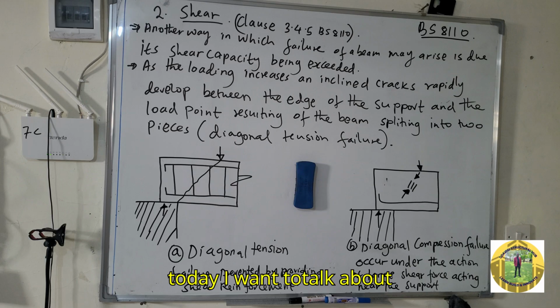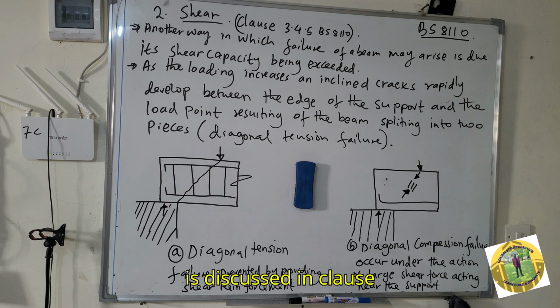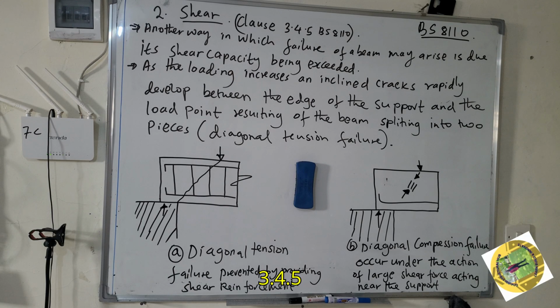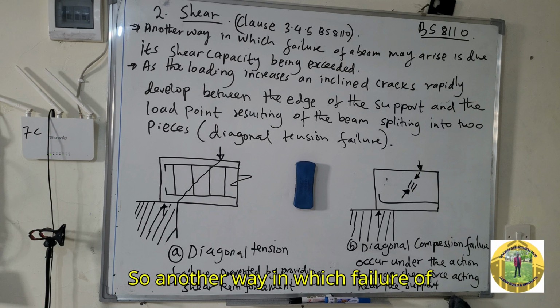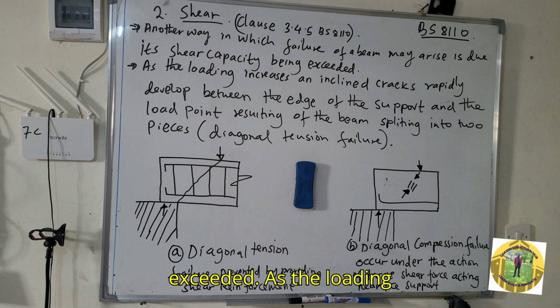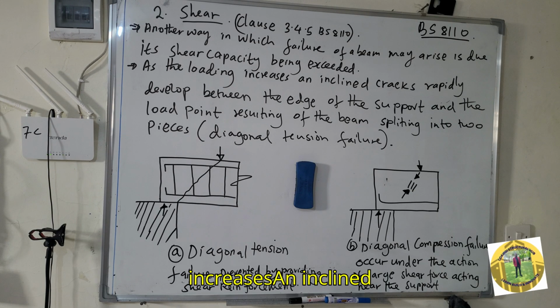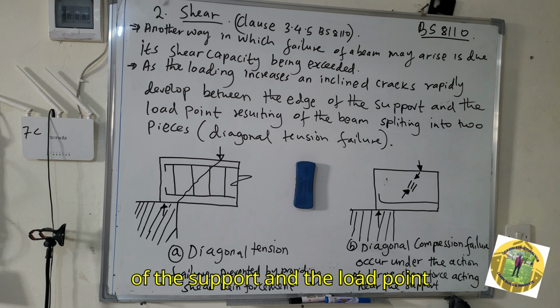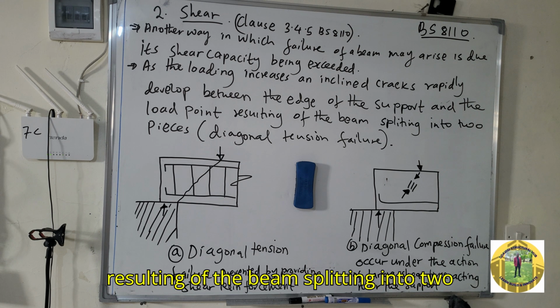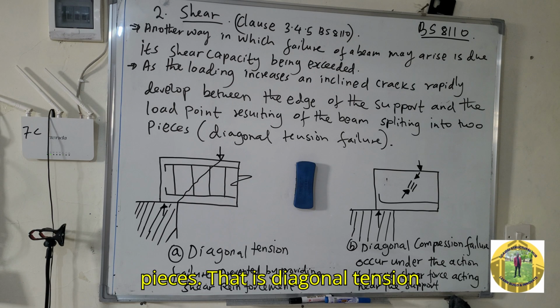Now, today I want to talk about consideration number two, which is shear. Shear is discussed in clause 3.4.5 of BS 8110. Another way in which failure of a beam may arise is due to its shear capacity being exceeded. As the loading increases, an inclined crack rapidly develops between the edge of the support and the load point, resulting in the beam splitting into two pieces. That is diagonal tension failure.